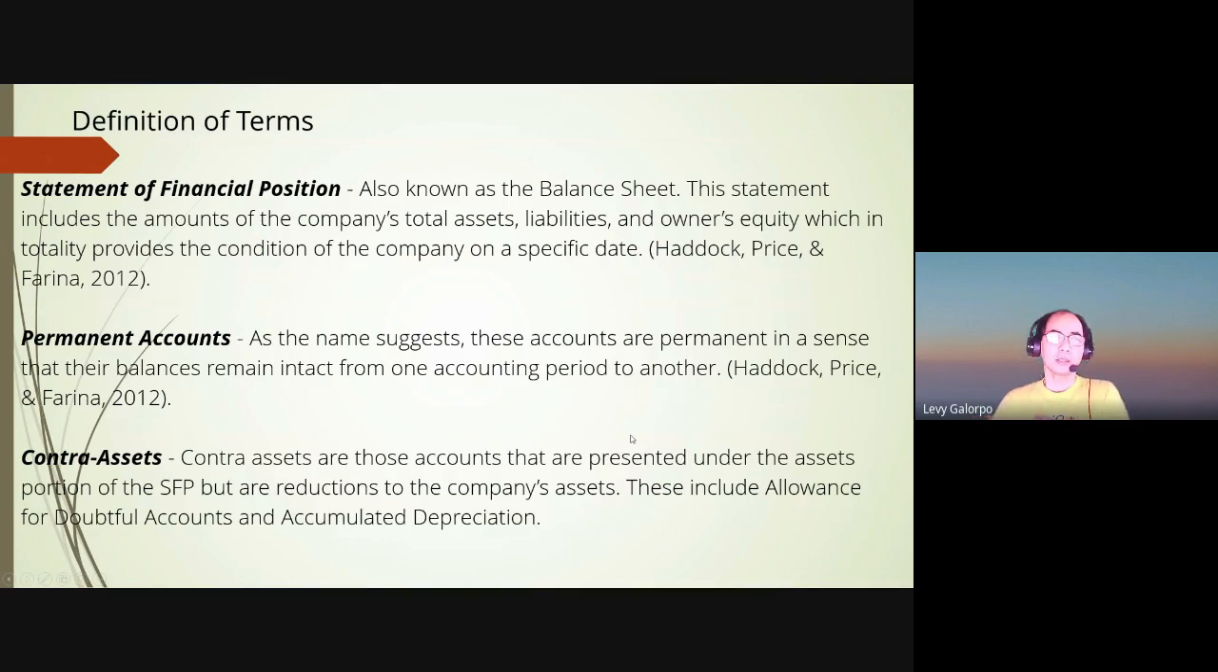Okay? Contra assets. The contra asset accounts are those that are presented under the asset portion of the balance sheet, but are reductions to the company's assets. These include allowance for doubtful accounts and accumulated depreciation. Sa balance sheet na ipapakita ko sa inyo, malalaman natin alin dyan ang contra asset accounts. No?